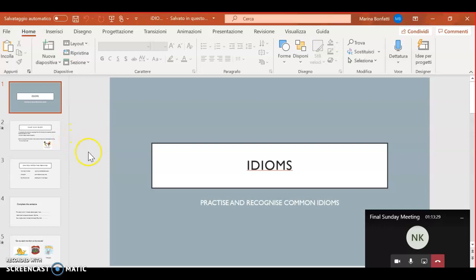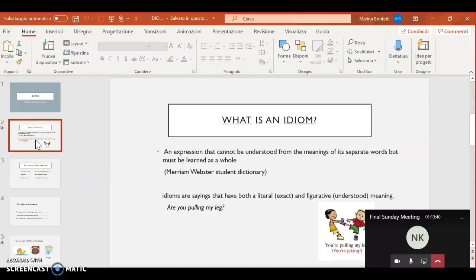Yes, idioms. Okay, it's very short and it's about practicing and recognizing common idioms for students. First I would introduce them to the concept of an idiom. What is it? An expression that cannot be understood from the meaning of its separate words, but gets a meaning as a whole. This is what Merriam-Webster dictionary reports. And I would give them an example.